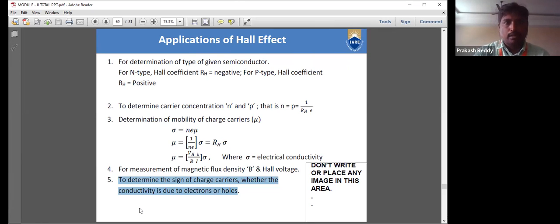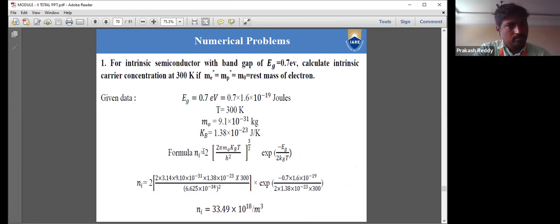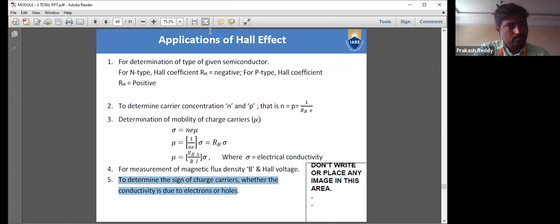Is it clear, Amma? About the Hall effect, is it clear to everyone? So somewhat difficult to understand through online classes, Amma. Try to maximum, Amma.